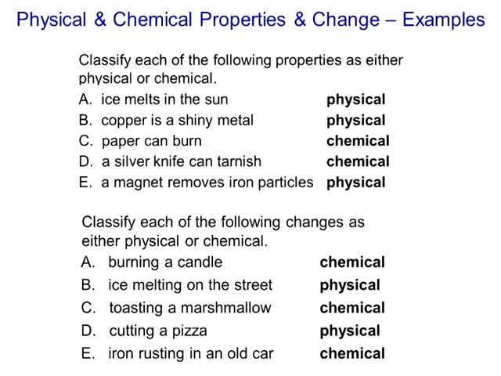Classify each of the following changes as either physical or chemical. Burning a candle, ice melting on the street, toasting a marshmallow, cutting a pizza, iron rust in an old car. What are they? Iron rust in an old car, chemical. Cutting a pizza, physical. Toasting a marshmallow, chemical. Ice melting on the street, physical. Burning a candle, chemical. So these are examples of physical and chemical properties and changes.